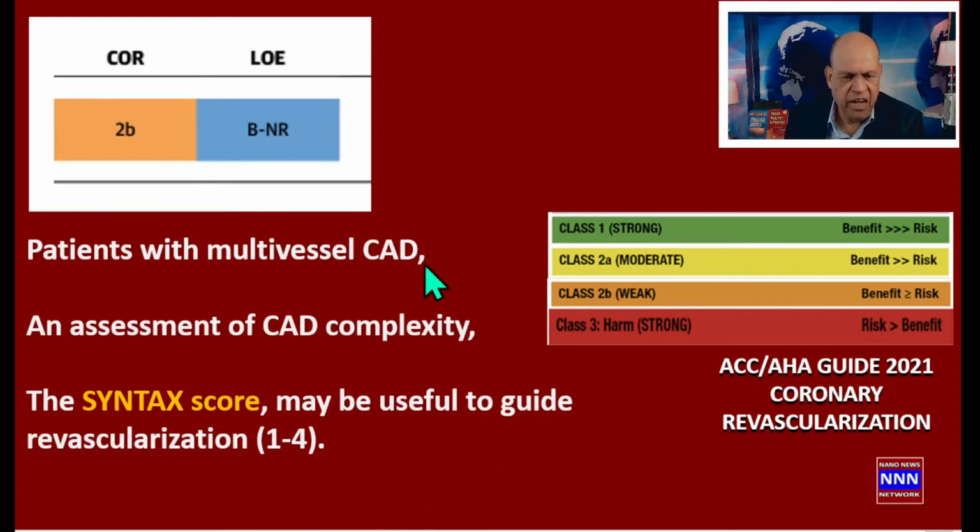And of course, when we have patients with multiple coronary artery disease, multiple segments within the coronary arteries, it is reasonable to get the SYNTAX score, which will tell us how the patient may perform following the procedure and during the procedure. This is a class 2B. It's a little bit weak, but it's still useful. As you can see, class 2B, it's weak.